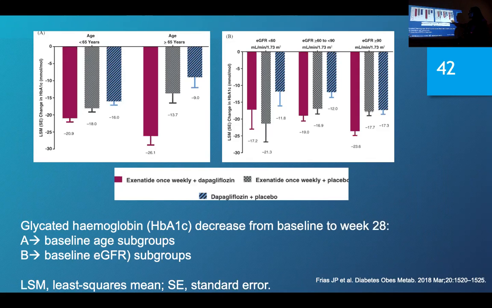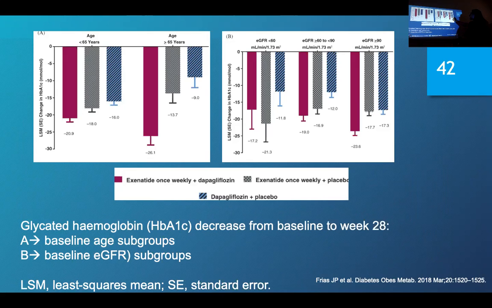And also here with the estimated glomerular filtration rate, if we look at, so this is lower than 60, a lowered or reduced kidney function. This is 60 to 90 milliliter, an intermediate kidney function, and this is more than 90 milliliter per minute, and this is a good functioning kidney. Patients in this group showed a better response to lowering the glycated hemoglobin compared to the other two groups.